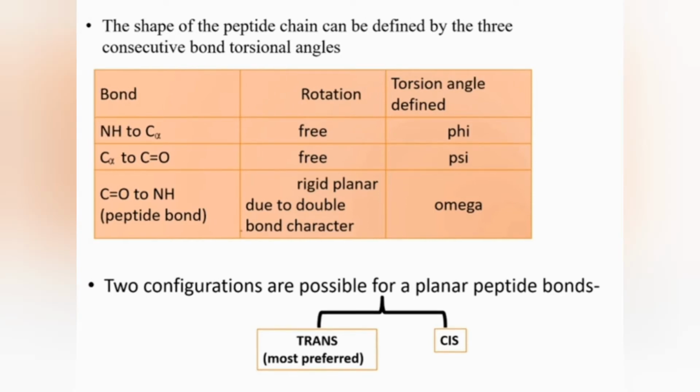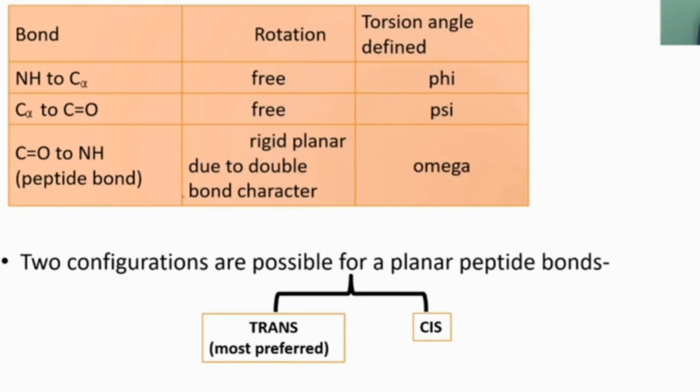Two conformations are possible for planar peptide bonds, that is trans and cis forms. The trans is most preferred because the distance between the molecules is very high in trans conformation, so the chances for clashes between the atoms are very less. That means the steric hindrance is very less in trans form, while in cis form the molecular distance between the molecules is very less, so the chances for clashes are very high. So the most preferred form is the trans form.